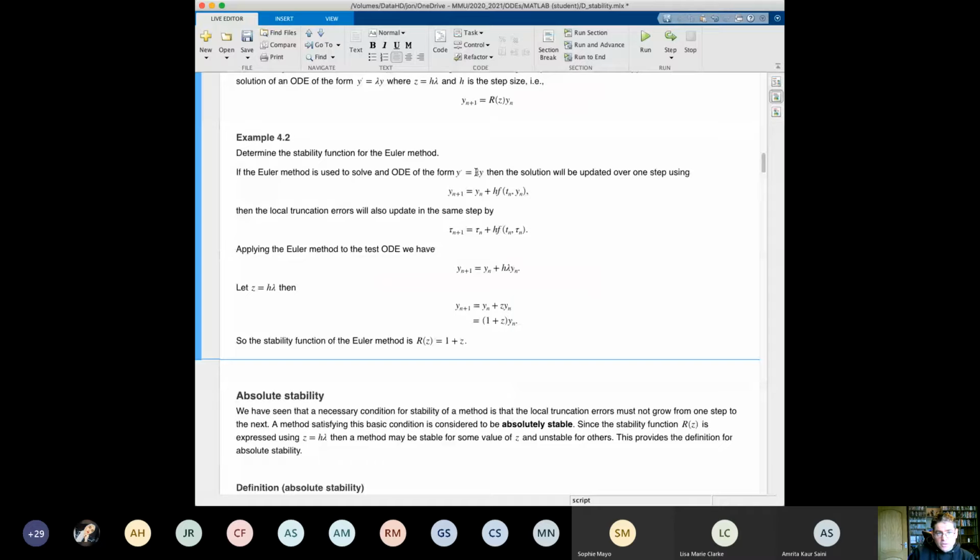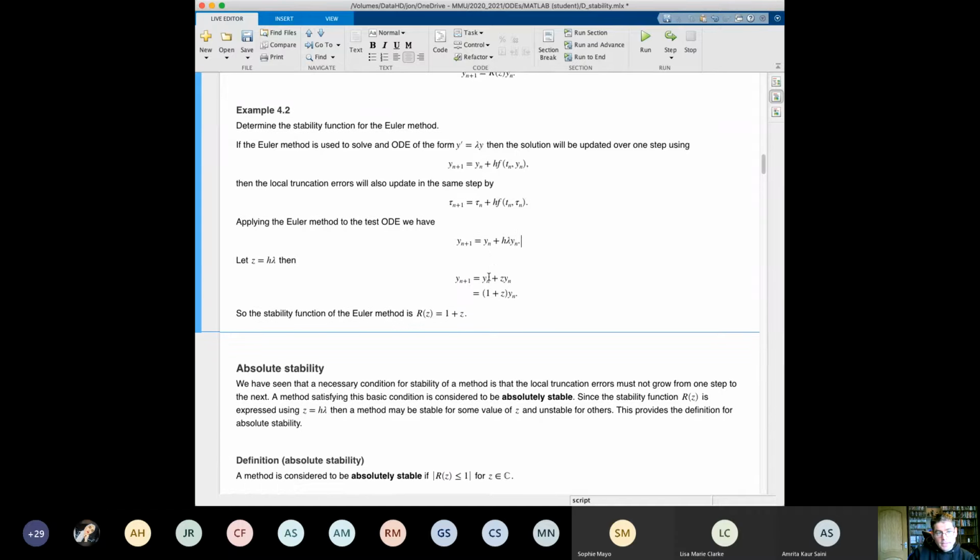Well, for our test equation, f(t, y) is lambda y. So what we got there is h lambda y_n instead of f(t, y). Okay, if we let z equals h times lambda, then we have this. So we're updating our yn plus 1 by multiplying our current solution by 1 plus z. So therefore, our stability function for the Euler method must be 1 plus z.